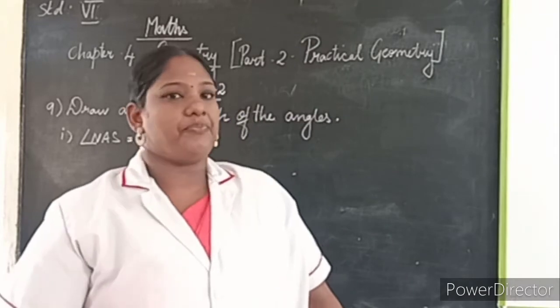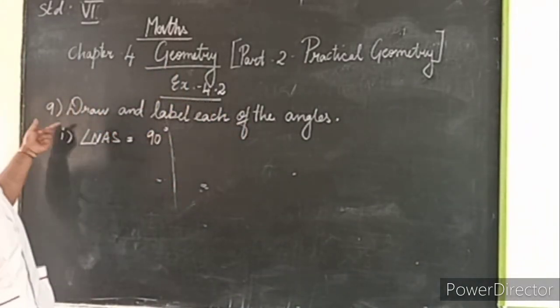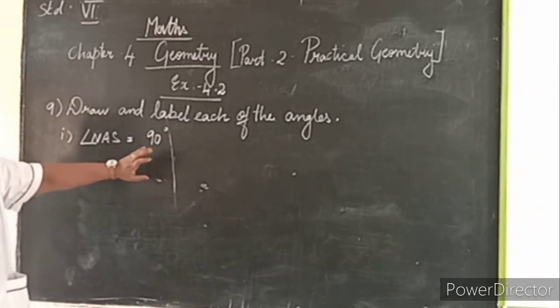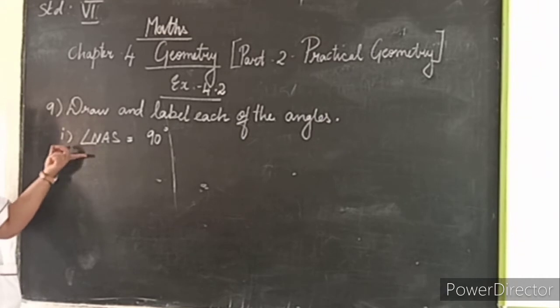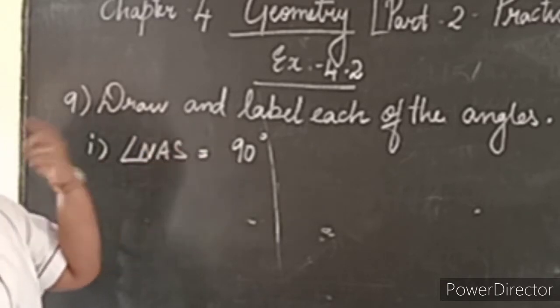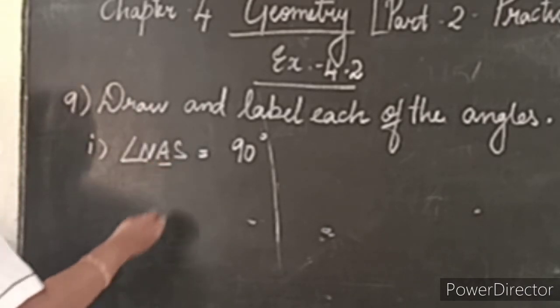Okay, students. Now we have come to exercise 4.2. Ninth question. Draw and label each of the following angles. See, what is the question given? First subdivision is angle NAS is equal to 90 degree. So I have already told you the middle one will be the vertex.